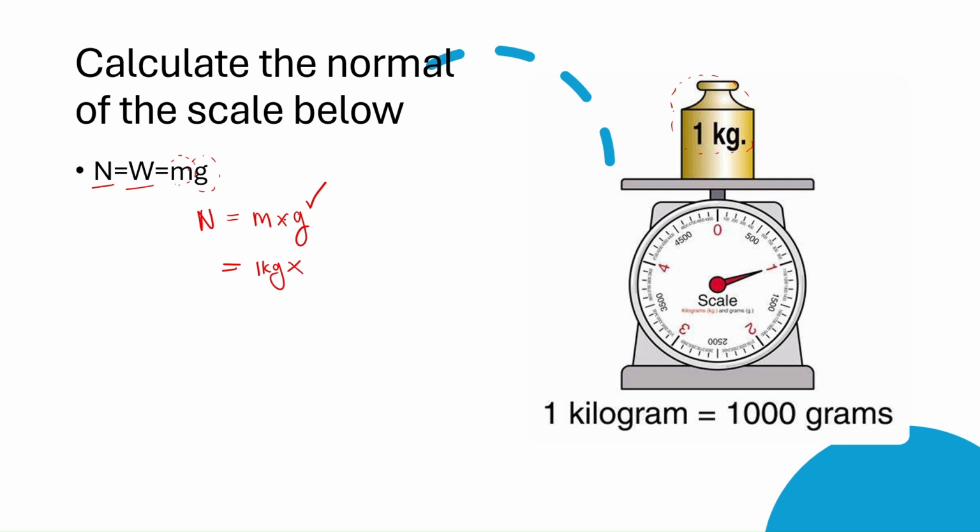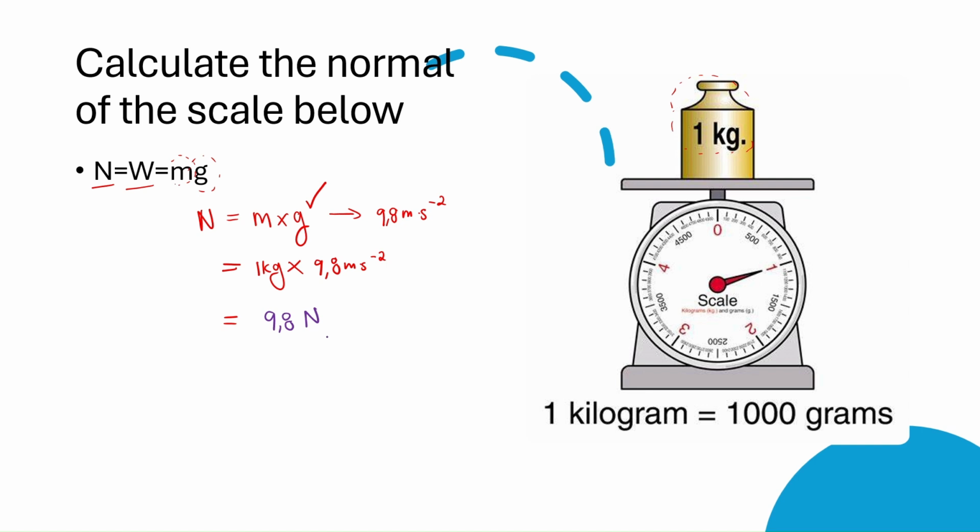Multiplied by what is the gravitational constant? As you guys will know, you've learned since grade 10 that the gravitational constant is 9.8 meters per second squared. We are going to substitute that in, 9.8 meters per second squared. And what is that answer? Let's go with a bit of a different color. Let's go purple. That answer is 9.8 newtons.